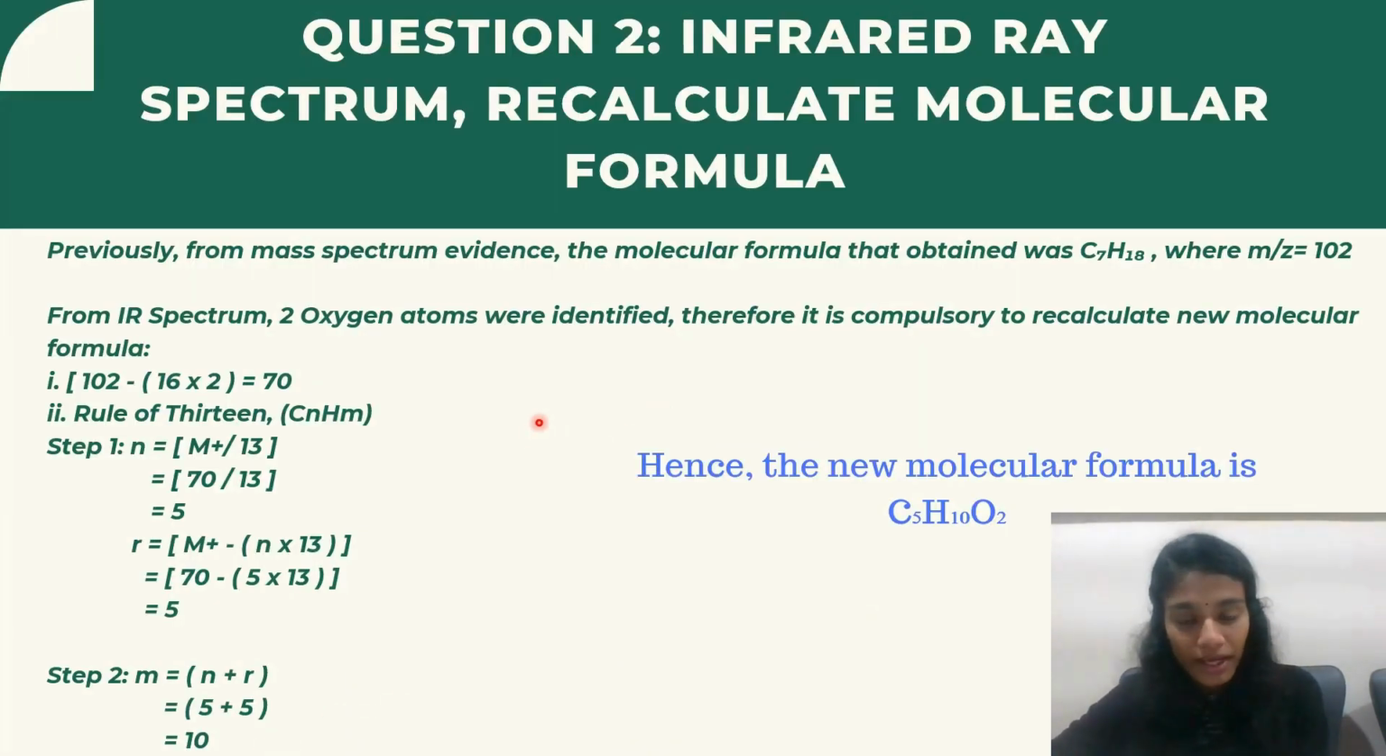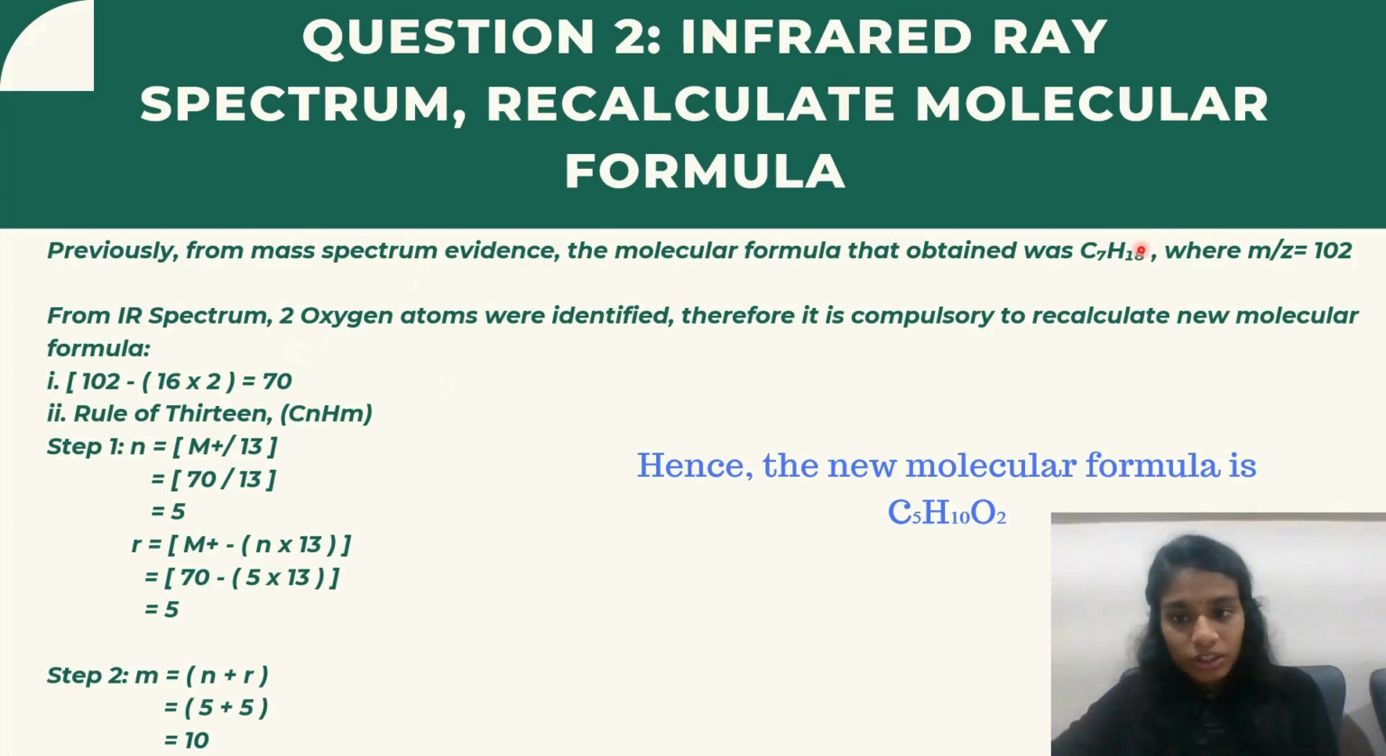Now we need to recalculate the molecular formula. This is because we got to know the presence of oxygen from the IR spectrum. Previously from the mass spectrum, we got to know the m/z value is 102 and the molecular formula was C7NH18. Now we need to include the O in this molecular formula.